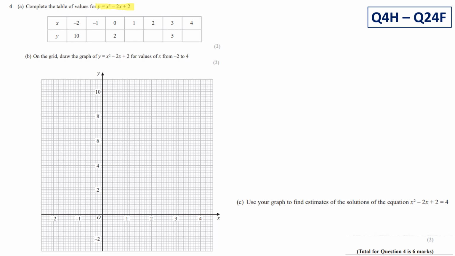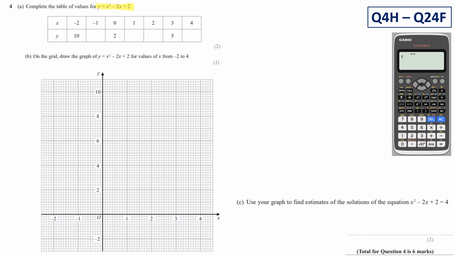Now remember, this is a calculator paper, so I could have used my calculator in question 2, as I could have done for any of the questions, but question 2 was probably the first time that I really should have considered whether I needed the calculator or not. But now I'm definitely going to make sure that I have the calculator here, thinking about the most effective way to use this as we work through.